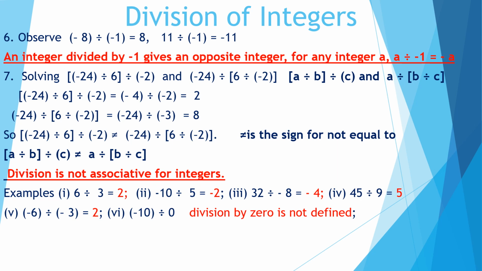Now minus 10 divided by 0. Division by 0 is not defined. 0 divided by negative 8 will be equal to 0. 9 divided by minus 1, we'll get an opposite integer, minus 9. Minus 5 divided by 1 is equal to the same integer, minus 5.